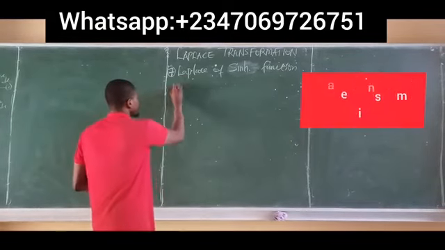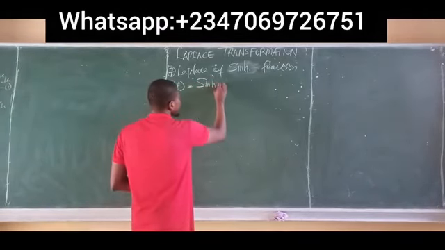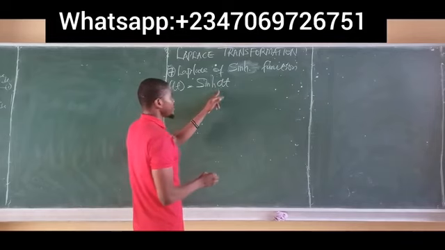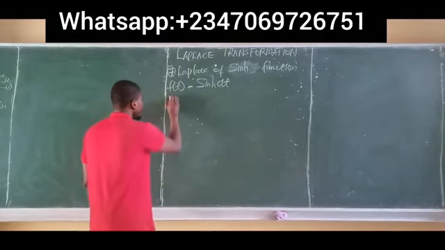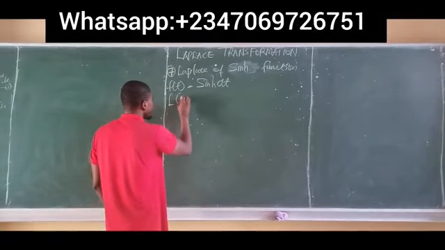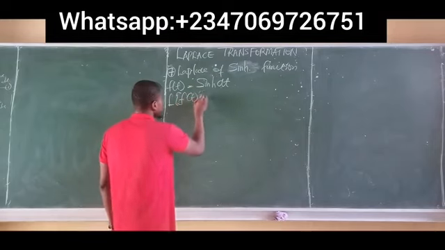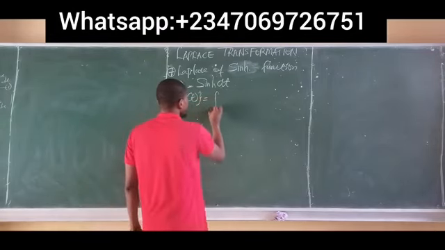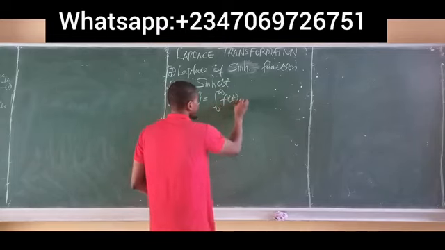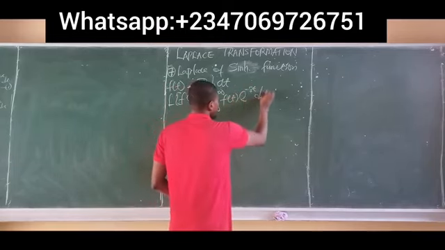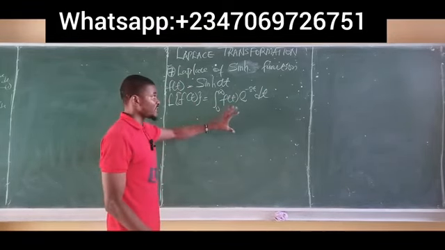Now let's say we are given f of t to be equal to sinh at, where a is a constant, and we are asked to find the Laplace of this function. Now we already know that the Laplace of any function f of t is simply given as integral from 0 to infinity the function f of t multiplied by exponential minus st dt. So this is the formula to calculate Laplace transformation for any given function.